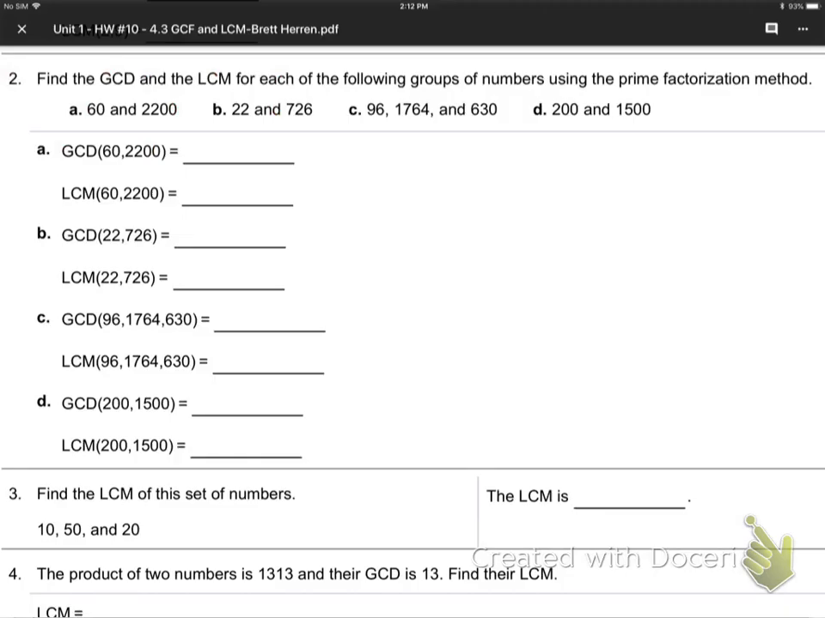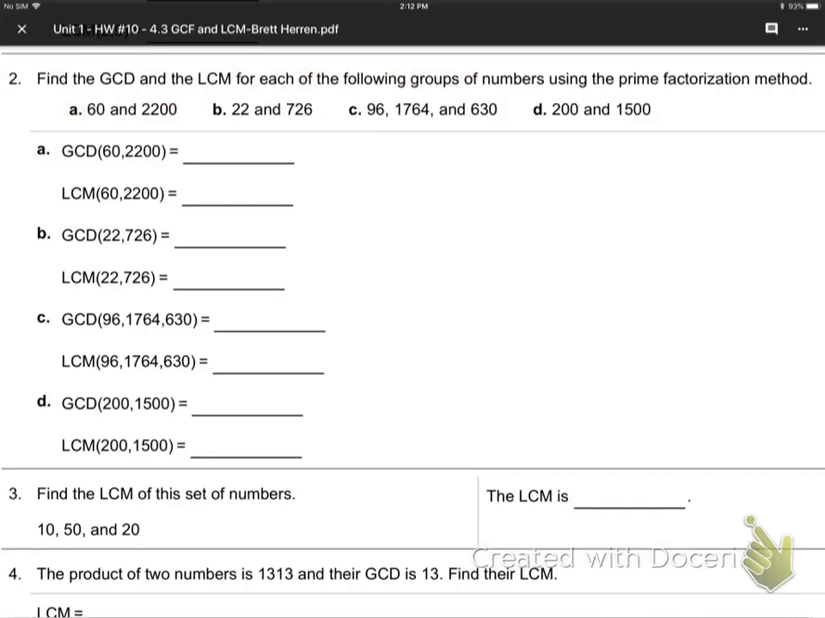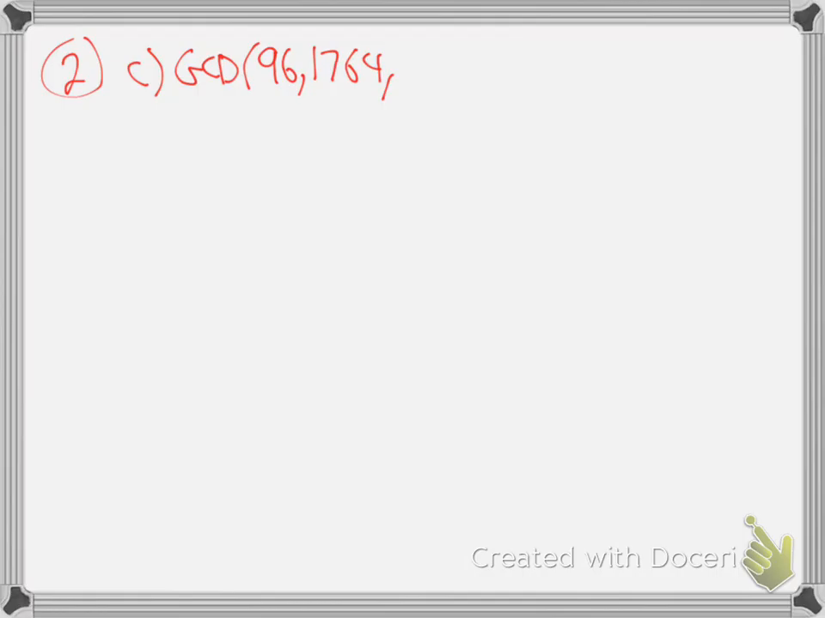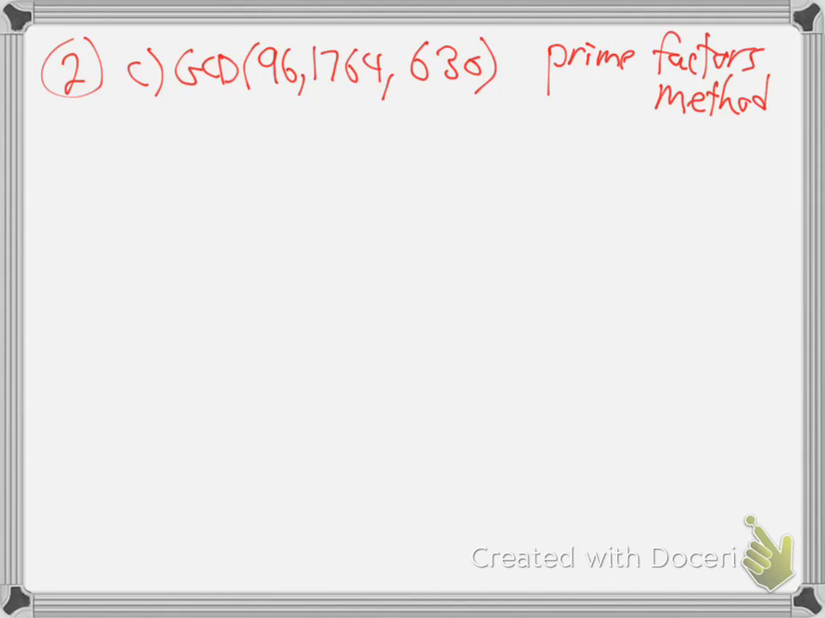All right, so let's go on now to 2C, which is 96, 1764. So they want GCD of 96, 1764, and what is it? 630. Trying to do the worst of your homework here. So they want GCD. Now we're doing the prime factors method. This is way better. There's actually even a better way, but this is quite a bit improved.